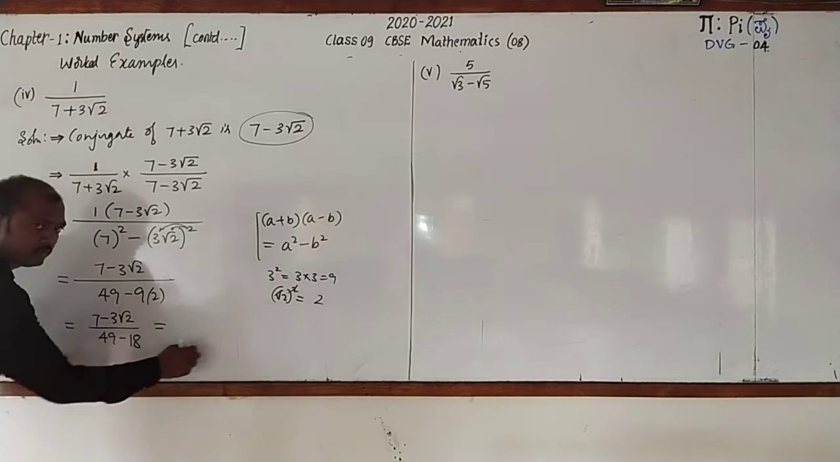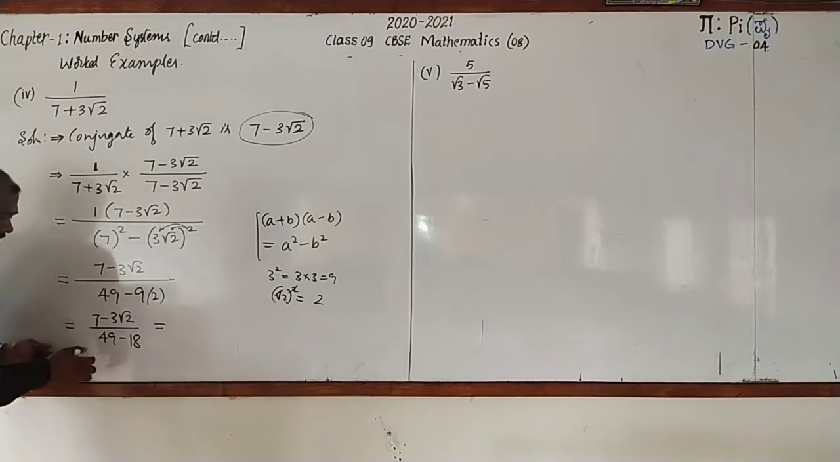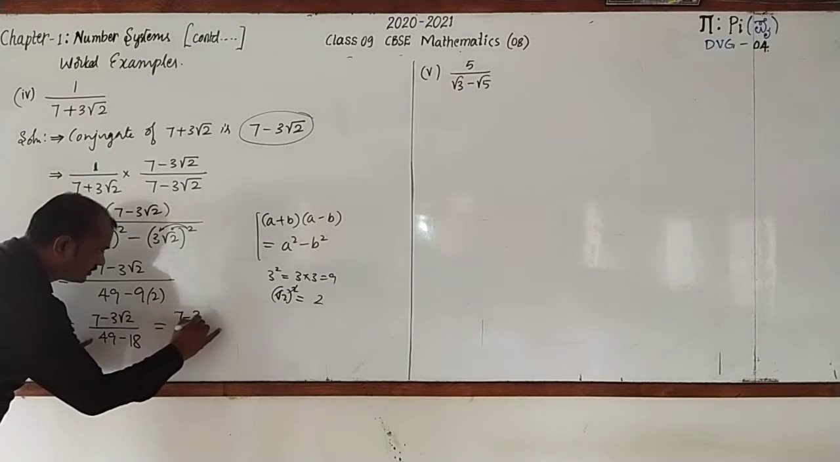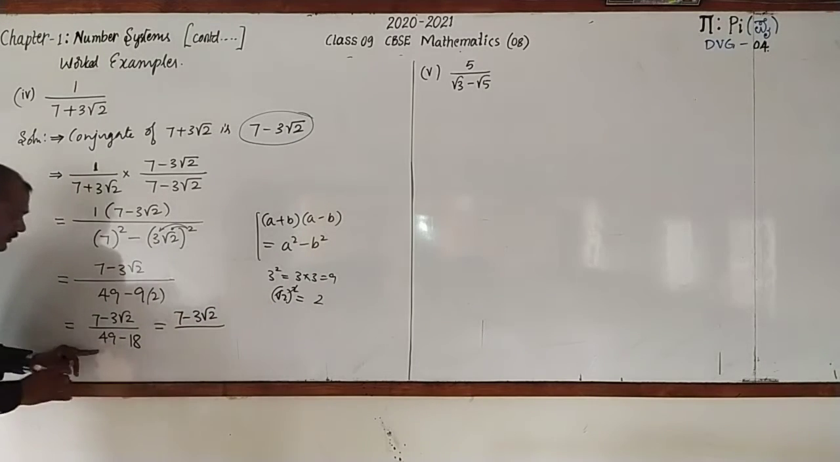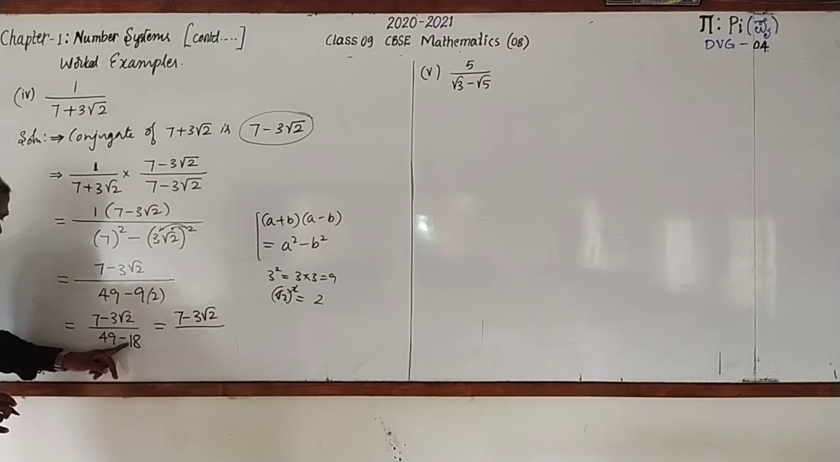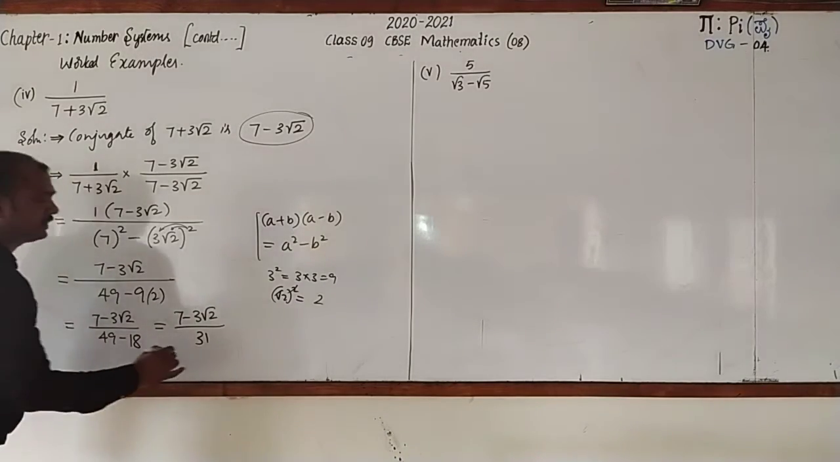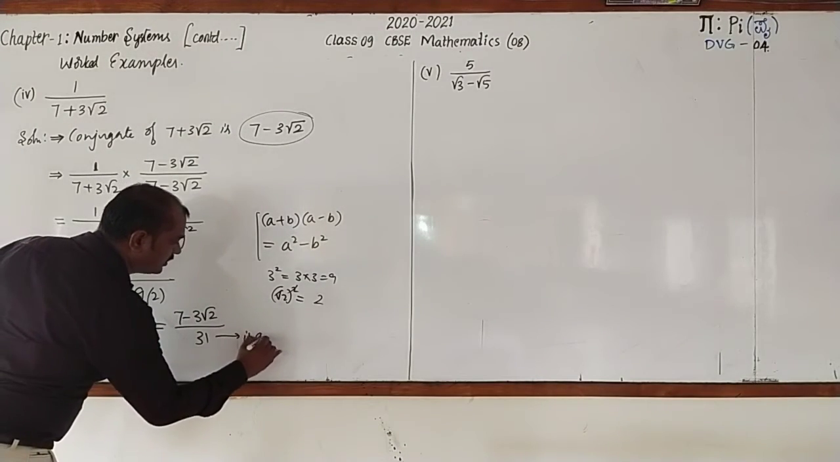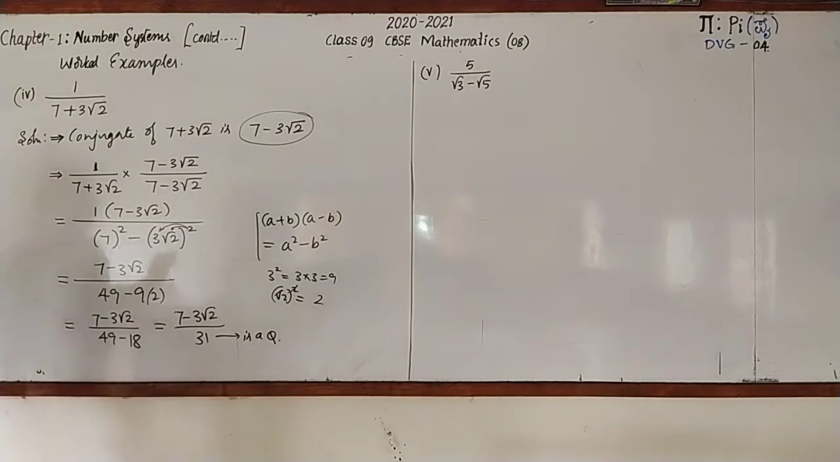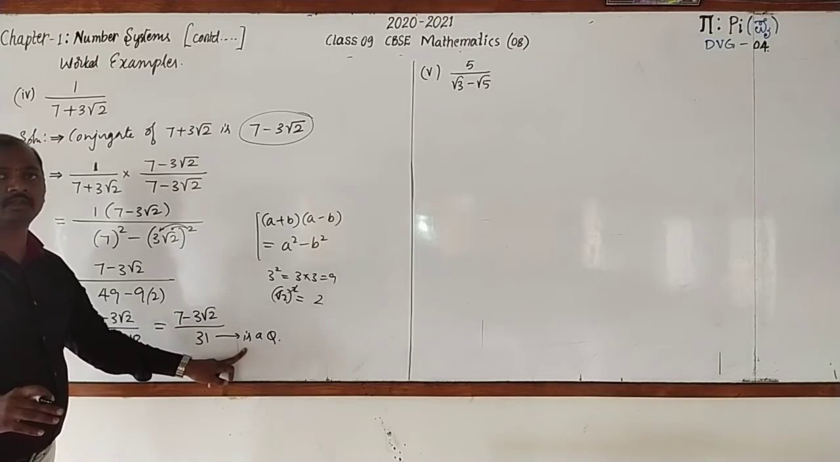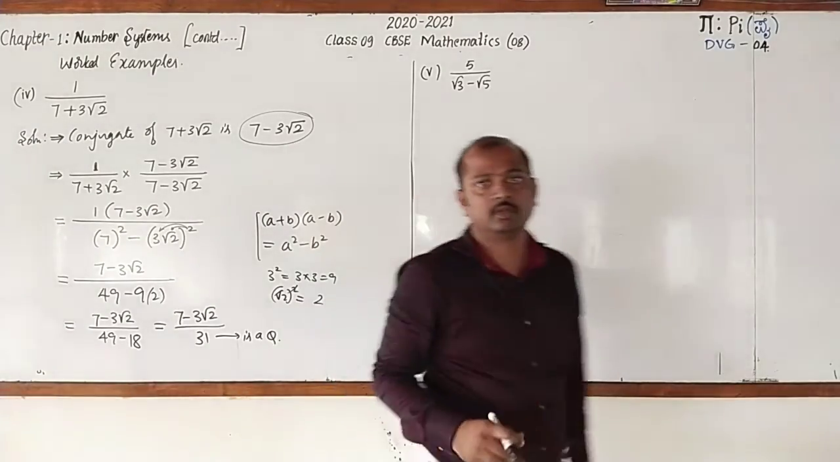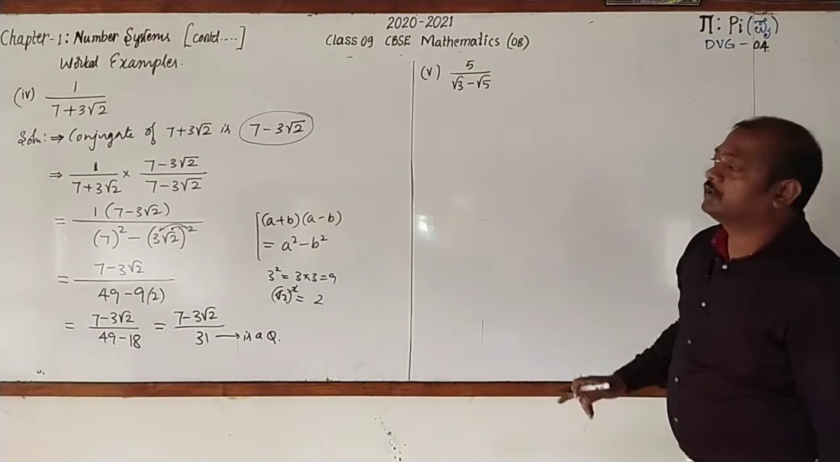But you should not follow writing in a horizontal way. Now (7 minus 3 root 2) divided by 49 minus 18. 9 minus 8, 1. 4 minus 1, 3. 31. What is in the denominator? 31. What type of number is it? It is a rational number. Clear? Converting irrational into rational, it is rationalization. I go for taking another one.